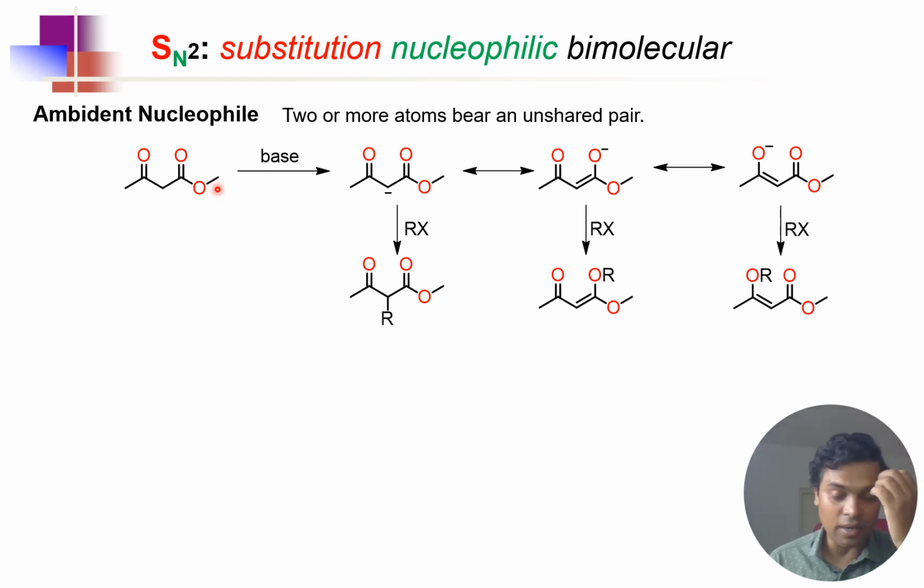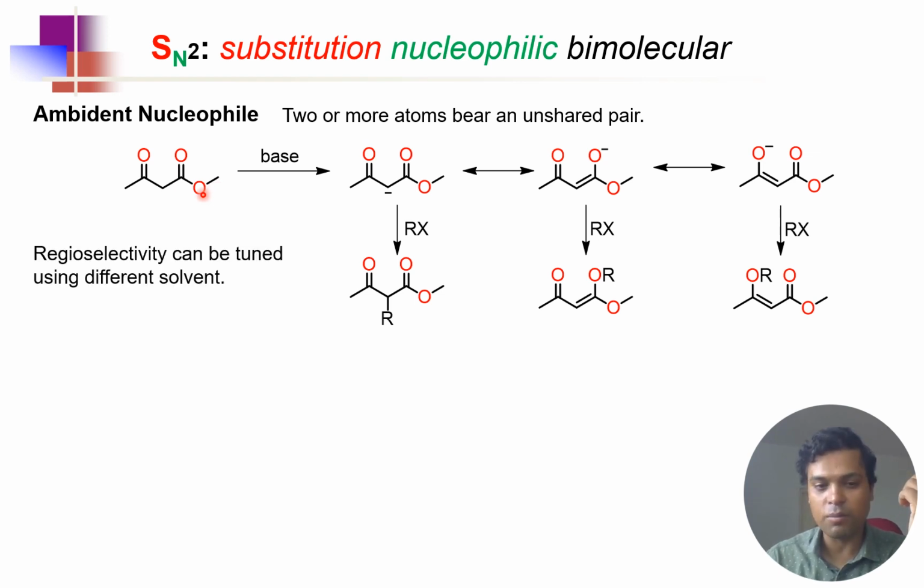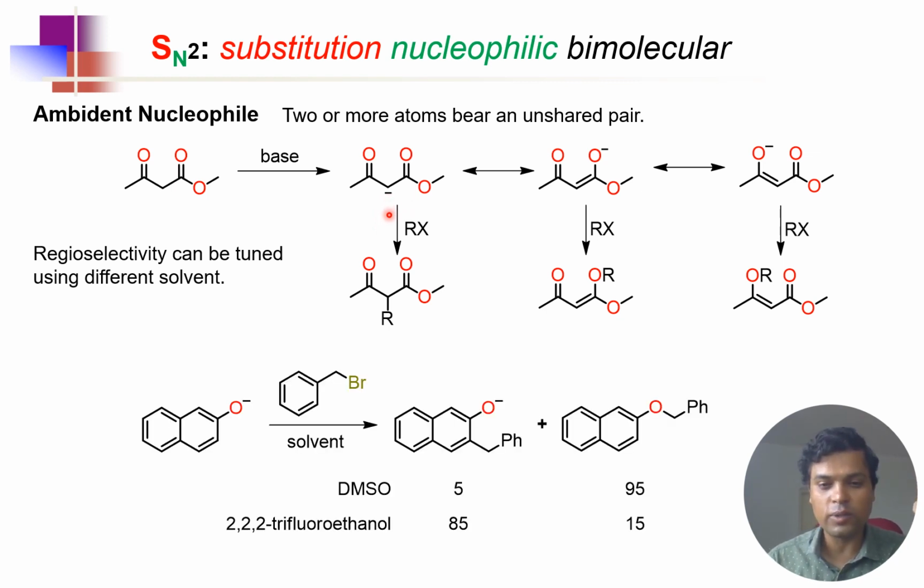Yeah, so let's take an example of aromatic reactions. What I just forgot to mention is that the selectivity can be tuned using different solvents. So solvent plays a very vital role in deciding which center will be the nucleophile and which will not. This example is experimentally known: beta naphthol, deprotonated, that is the phenolate.